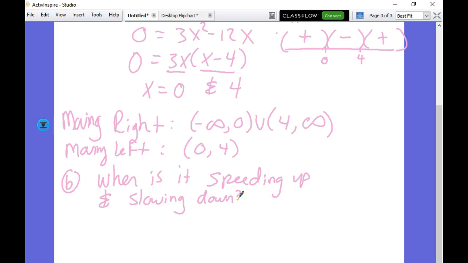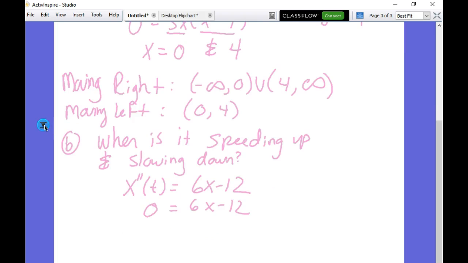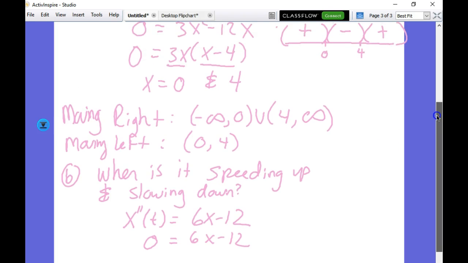So now I'm going to find the acceleration. So x double prime of t is equal to what? Now I'm going to set that equal to 0 and solve for x. X equals 2. That's right. Once again, I'm going to do another number line test with this, okay? 2 would be negative positive.